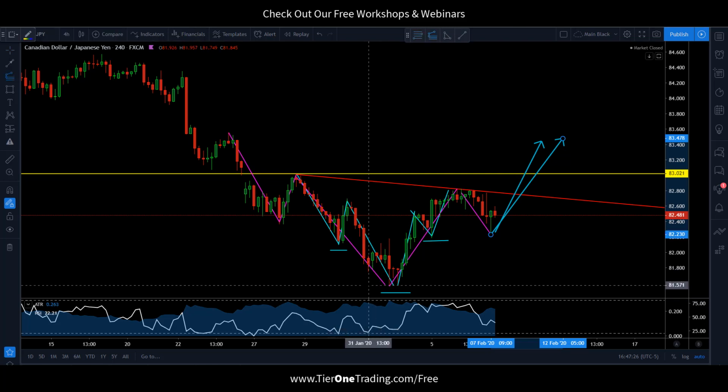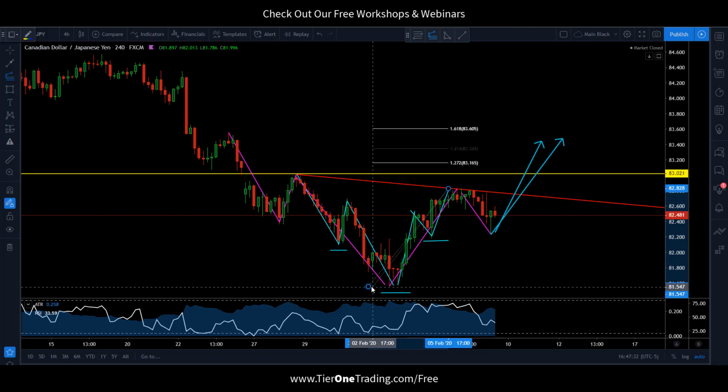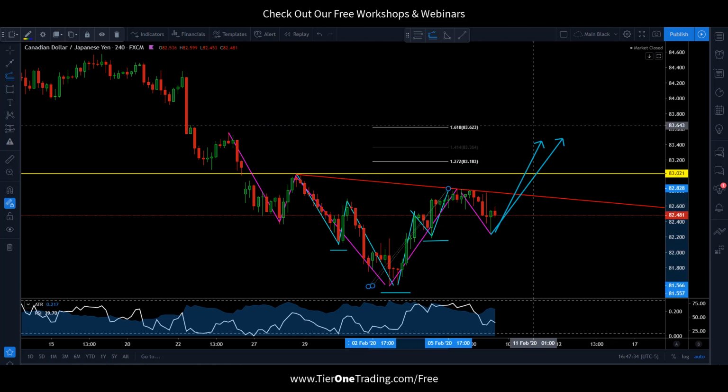And just for giggles, let's see if we have any Fibonacci confluence there as well. Looks like probably right below a 1618. Yep, right below 1618. So you've got a pretty good level of confluence here. You have a Fibonacci extension level a little bit above it.